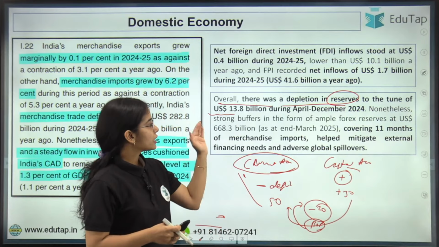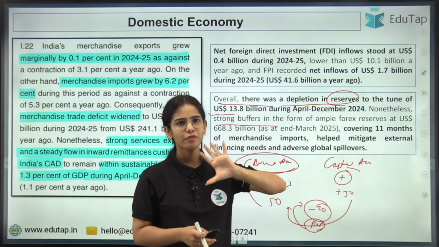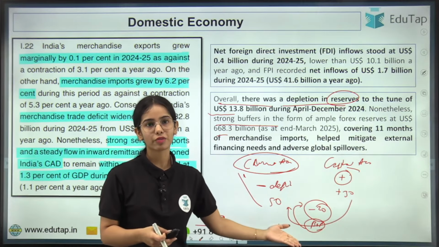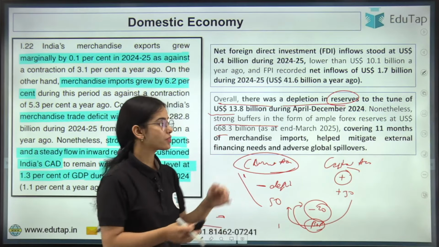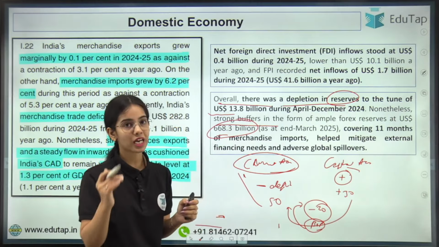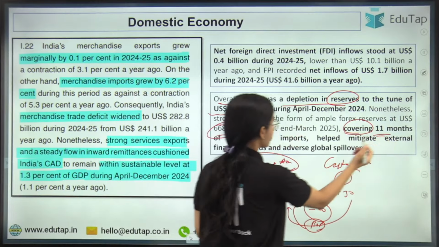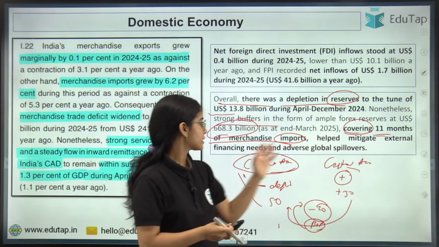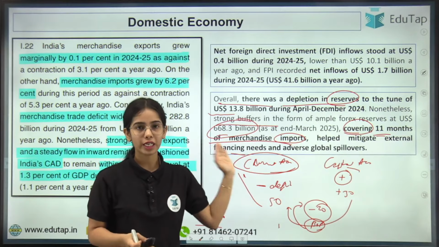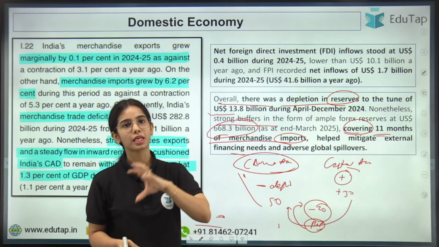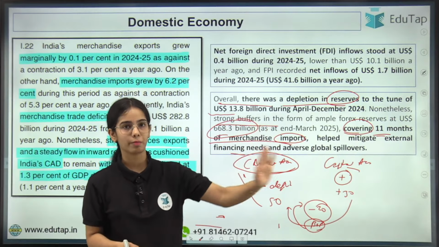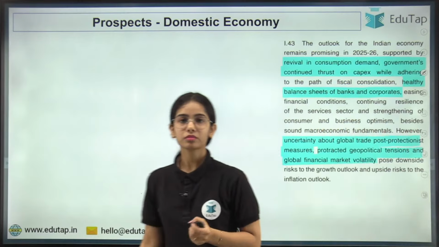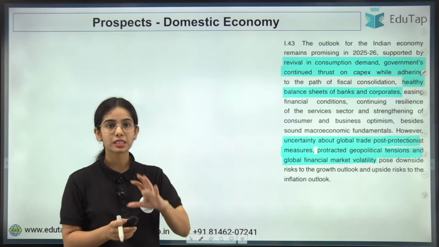Okay. Nonetheless, strong buffers in the form of ample foreign exchange reserves were able to cover up the deficit that was created in April to December 2024. These ample foreign exchange reserves provide cover of 11 months of merchandise imports, the goods imports, and helped mitigate the external financing needs. Okay, so the foreign exchange reserves kept with the Reserve Bank of India are able to cover the merchandise imports for 11 months at least. Okay, this is the idea. Now coming to the next part, that is the outlook. Now we have discussed the assessment.